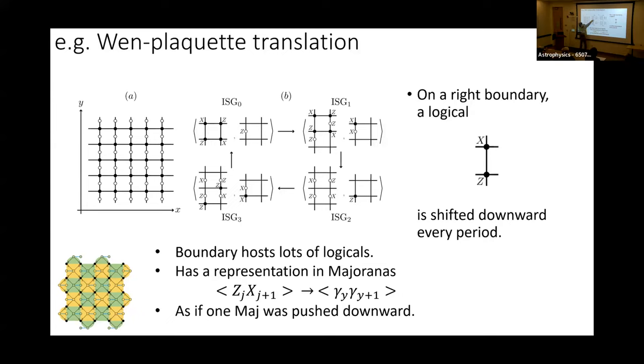it does not cause any problem. All the measurements you're doing are always on the vertical line. So if it's an inverted boundary, it's no problem. Then, since this was a boundary, it may have some local logical operators. I say logical, but operators that are small and at the same time.